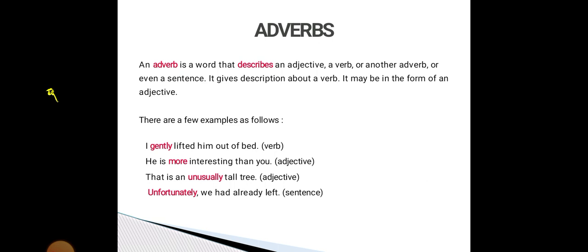Next, that is an unusually tall tree. Here, tall is the adjective. Before that, you can add the adverb unusually. At first, unfortunately is also called an adverb. In the sentence, we had already left, we can also write it as an adverb. That's all about adverbs. Next we can see about prepositions.